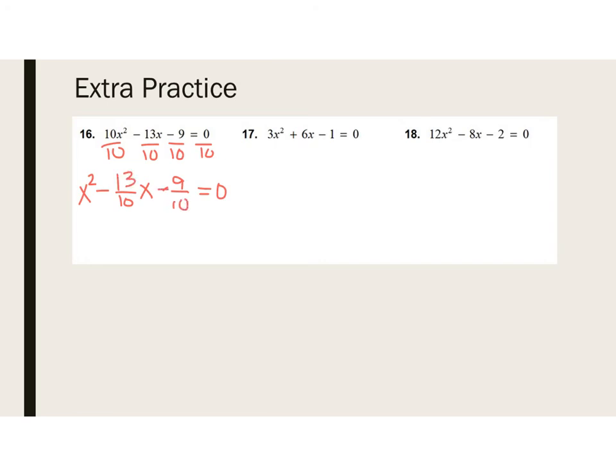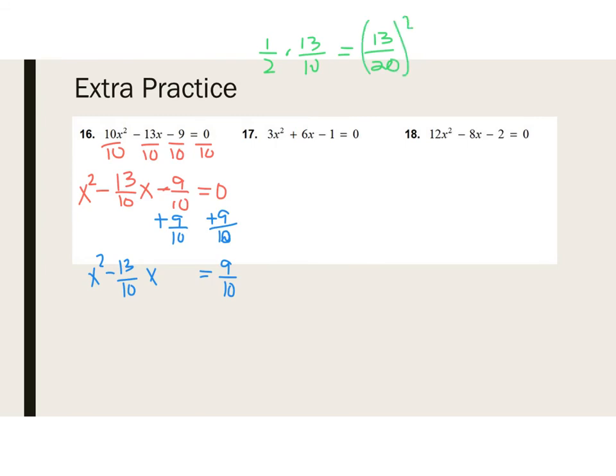So step 2, I'm going to move my constant to the right-hand side. So I'm going to add over 9 tenths. So I have x squared minus 13 tenths x. You're going to leave a gap, equals 9 tenths. Then you're completing the square. So you're going to take half, I'm going to write it up here at the top, half of 13 tenths is 13 twentieths. You're going to square it. That is 169 over 400. Okay, that is what you're adding to both sides, 169 over 400.